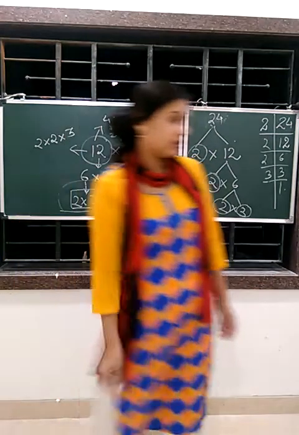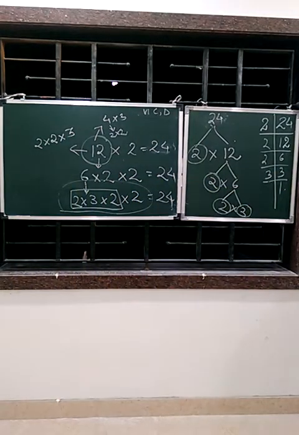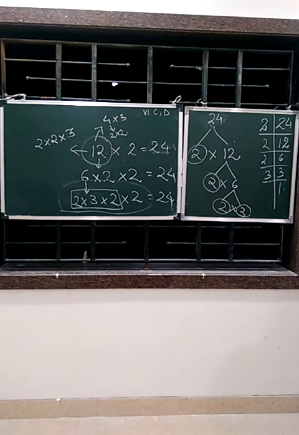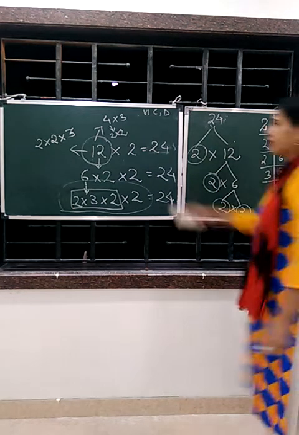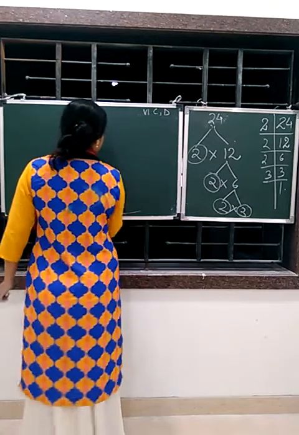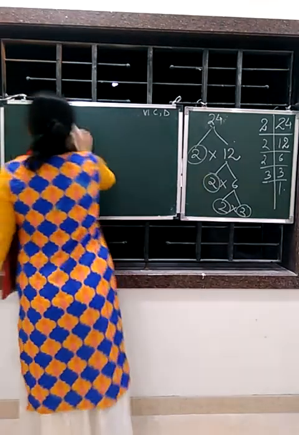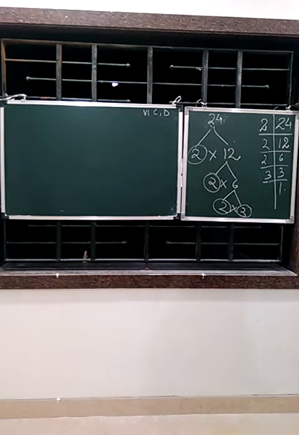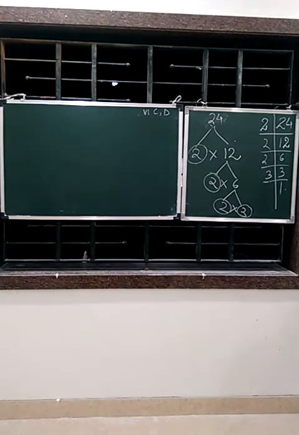So this completes the explanation of the prime factorization, which is again the revision. You know why? Because we have done this in our previous classes. Now we are going to start our next exercise, which is exercise 3.5.